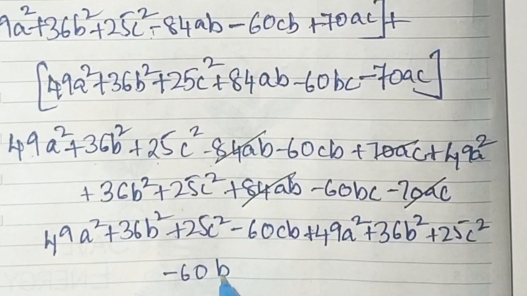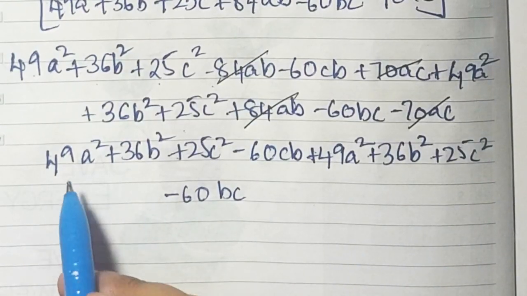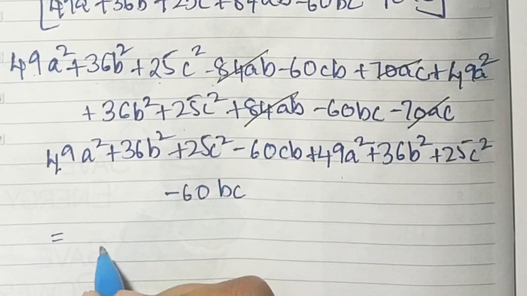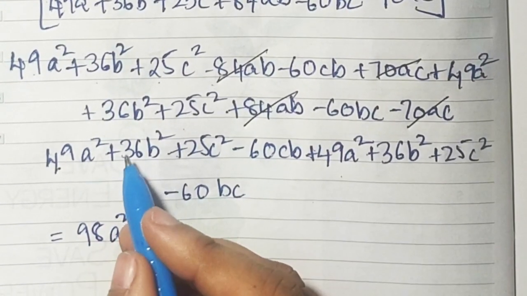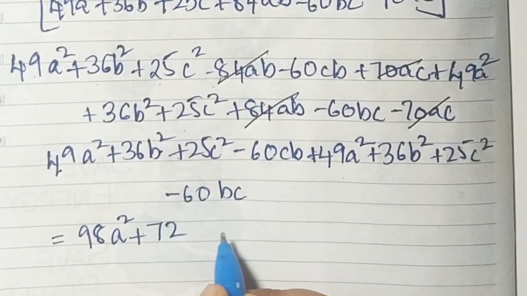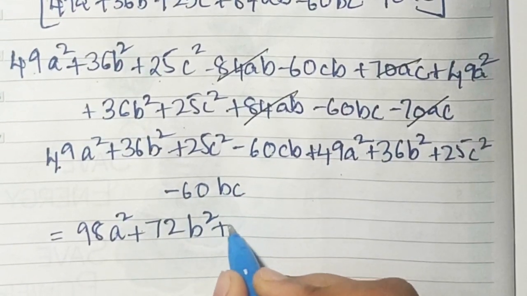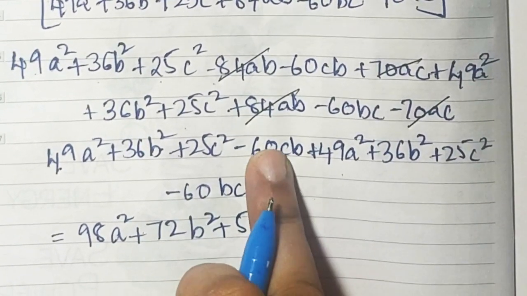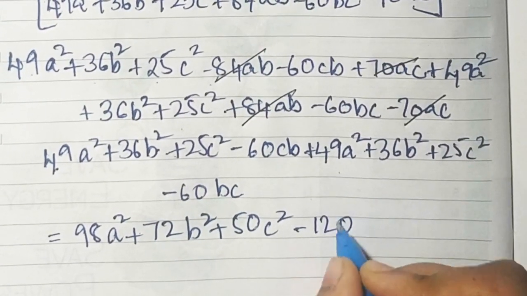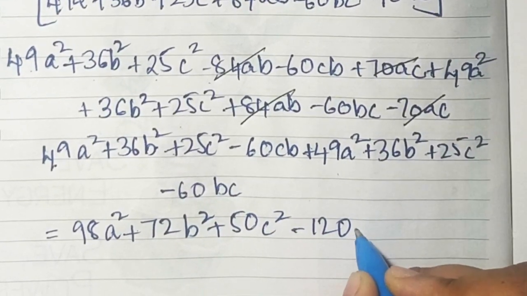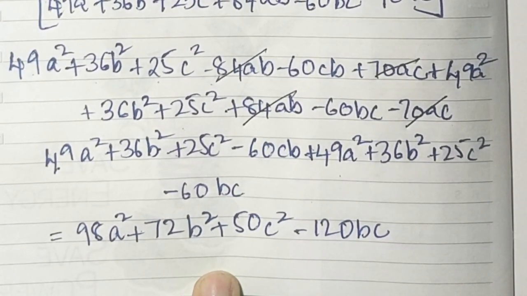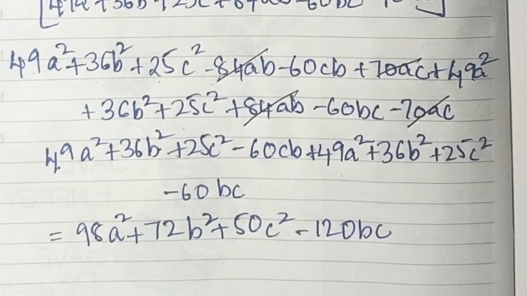Minus 60bc. Okay, now 49 plus 49 is 98. So you have 98a square. 36 plus 36 is 72, so 72b square. 25 plus 25 is 50, 50c square. 60 plus 60 is 120. So you have minus 120cb or bc, it's the same thing. So I'll write it this way. So your answer is 98a square plus 72b square plus 50c square minus 120bc.